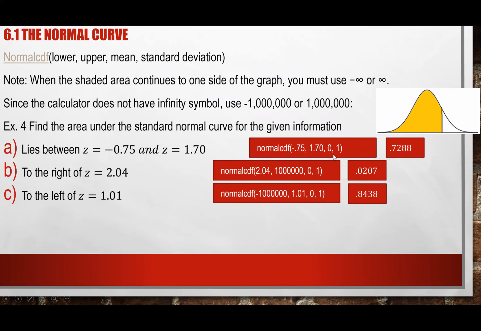So someone probably will say, Mr. Tran, is the mu always 0 and the standard deviation always 1? Not quite. The reason why we're using 0 and 1 for this problem and the previous problem is because they tell you that it is a standard normal curve. Right. Before we get to the next problem, any question on how to use your calculator, question on how to sketch your graph, and question on how the answer should look like?